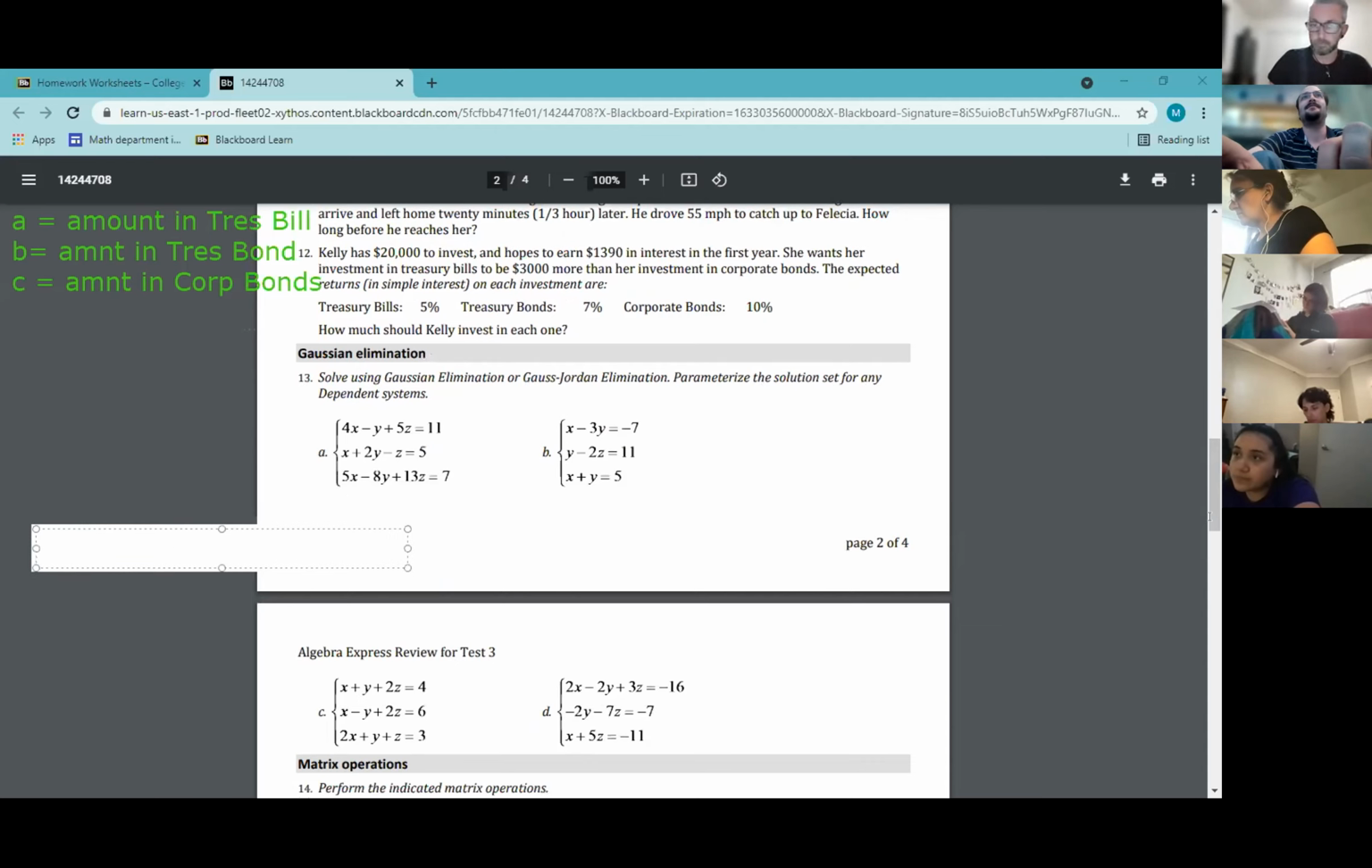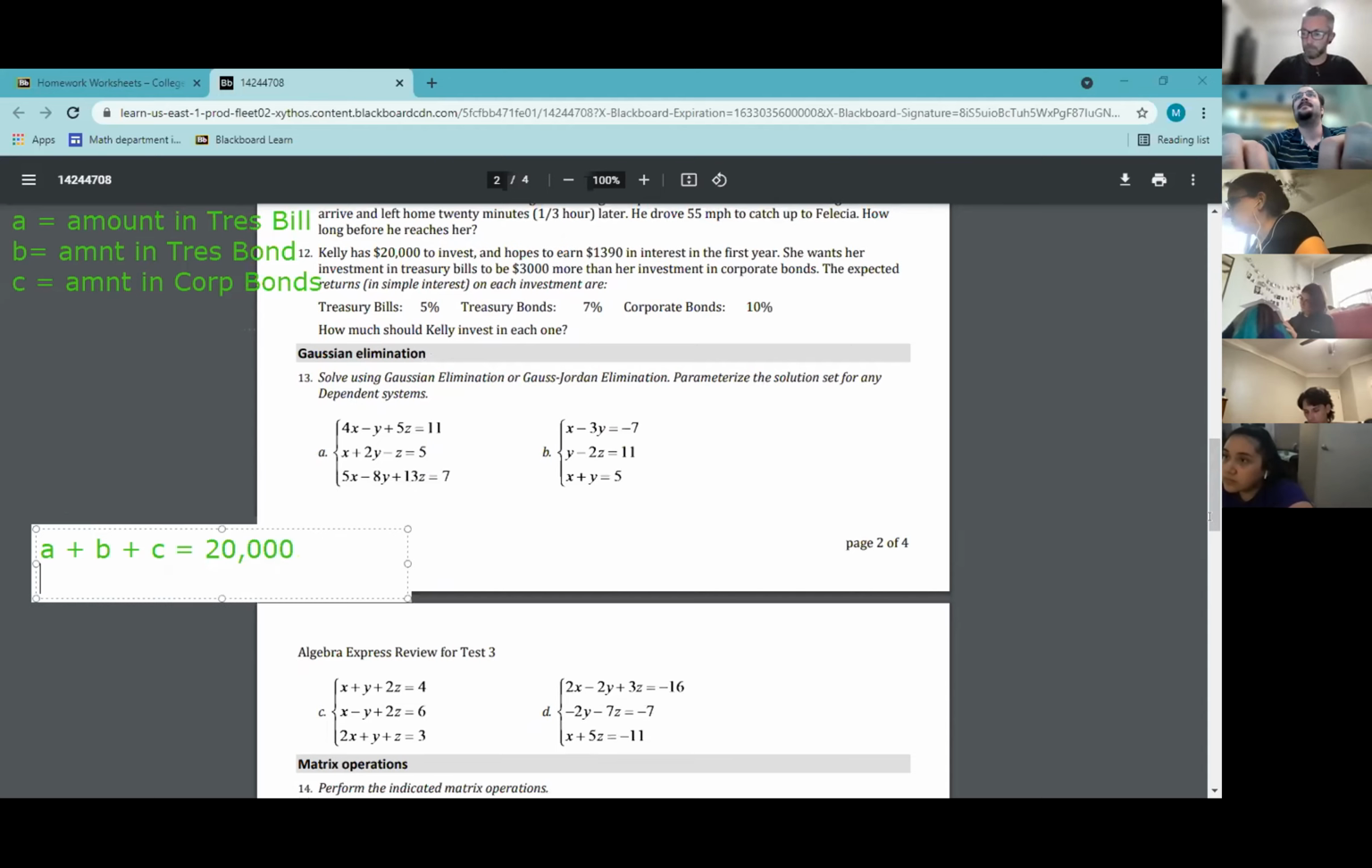You took the accounts and you did what? I thought there was two, so I put A plus B equals 20,000. Yeah, so A plus B. If there's a third one, now we're adding C. A plus B plus C equals 20,000. That's it. And she wants her investment in treasury bills, which is A, to be 3,000 more than her investment in corporate bonds.